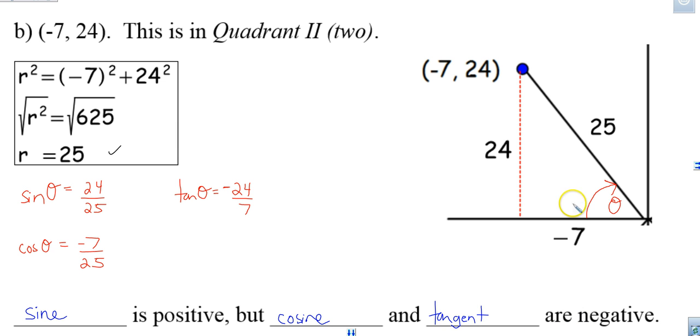The reason for that is, if you notice that out of these values that we're using, the adjacent side is negative 7, so any of the ratios, which are cosine and tangent, that use the adjacent side will also be negative.